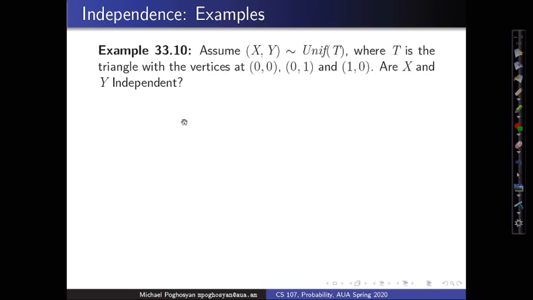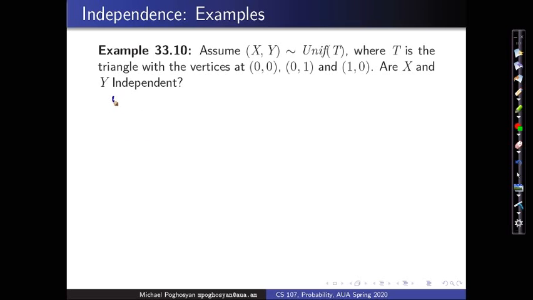Now, assume x and y have a joint PDF given as uniform on T, where T is the triangle with these vertices. Are x and y independent? The method is the following. I write down the joint PDF. Then I calculate the marginal PDFs. Then I check whether the joint PDF is equal to the product of the marginal PDFs at every point. If that holds, then they are independent. Now let's do that gradually, step by step.